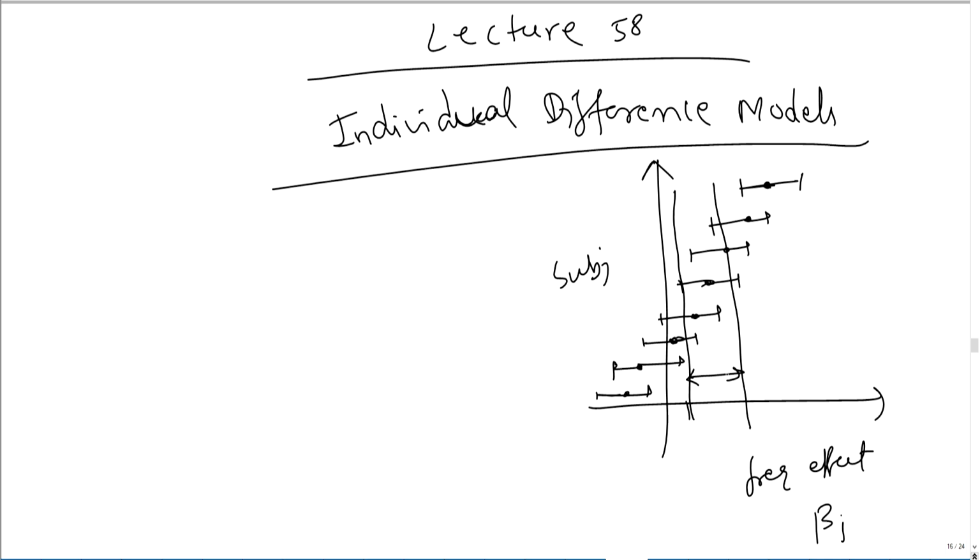This would be your population level effect. Now this is the average of all these subject level effects. Okay, so this is your beta. Now based on beta, you can claim that there is an effect of frequency, because beta is significantly positive or negative, depending on whatever your hypothesis is. Okay, so there is a significant effect of frequency based on this population level beta.